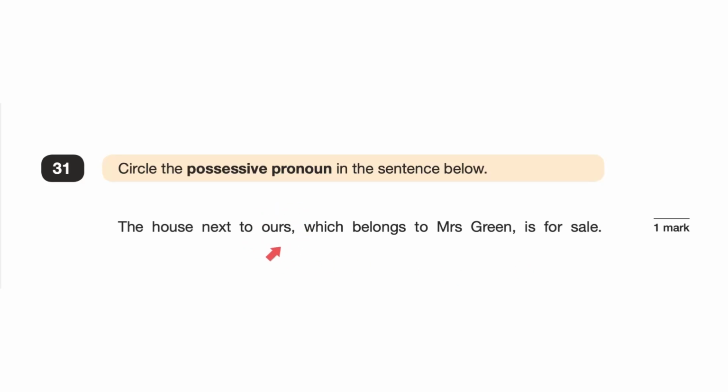Hopefully you can spot ours. And again, even without reading the sentence, we should just be able to see ours and think, yeah, it's likely going to be that working as the possessive pronoun. So we circle it, we take the mark, and we move on.